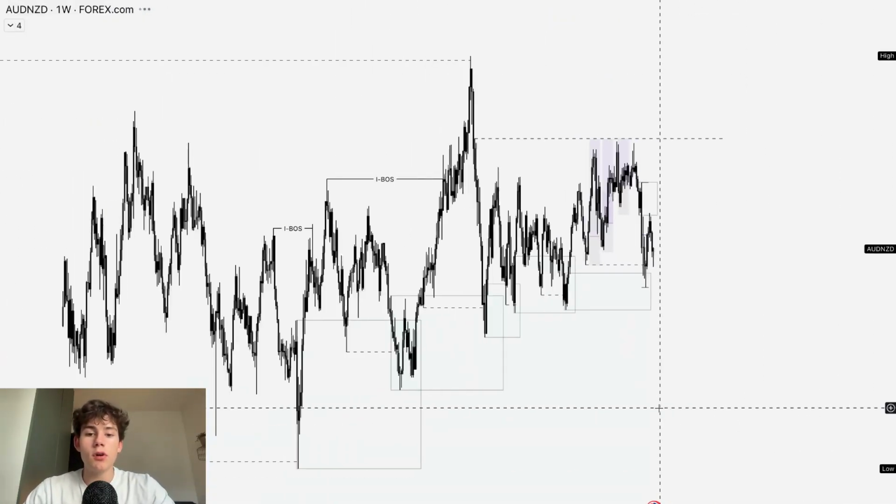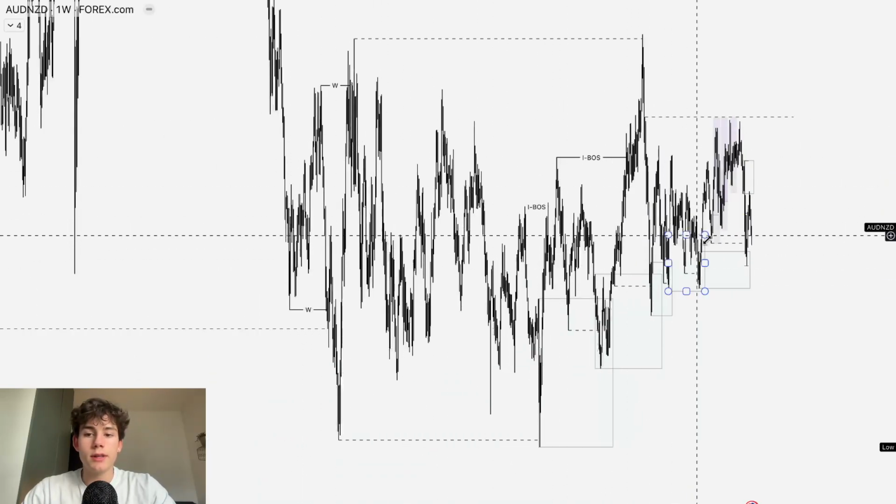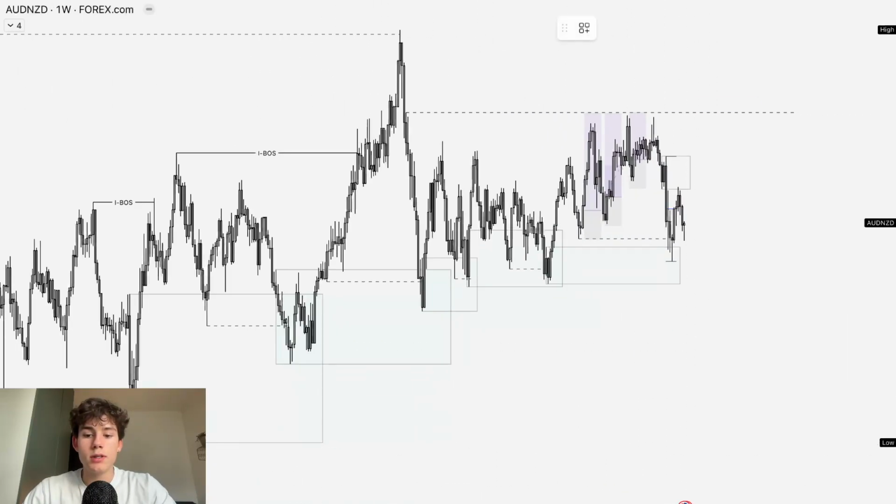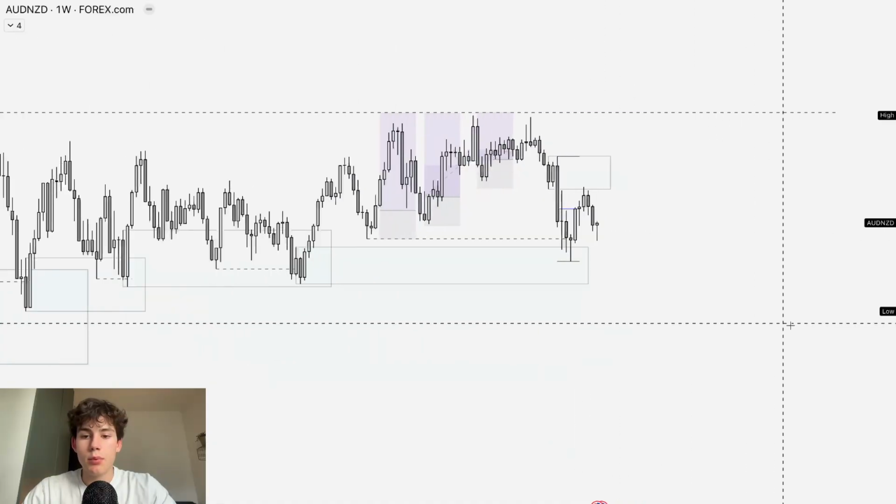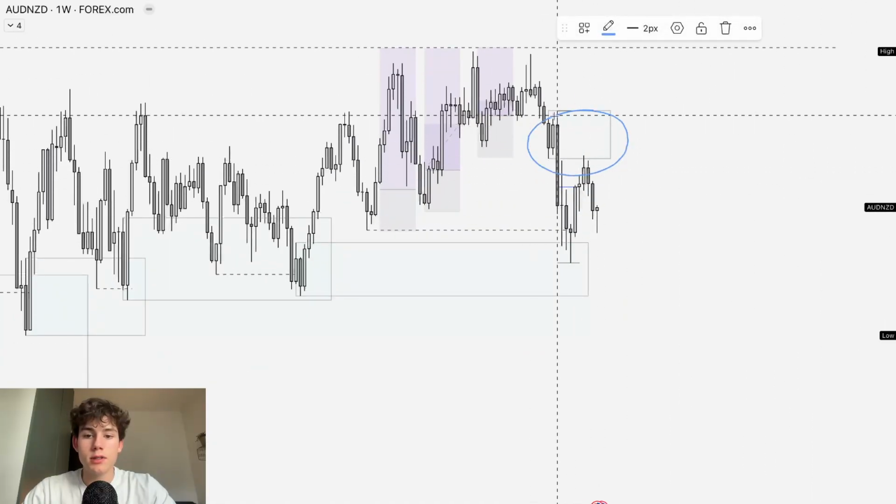Now, why am I looking for longs? Well, first of all, we're consolidating, but what can I see? We just came from this demand zone and pushed price back up higher in towards this supply.